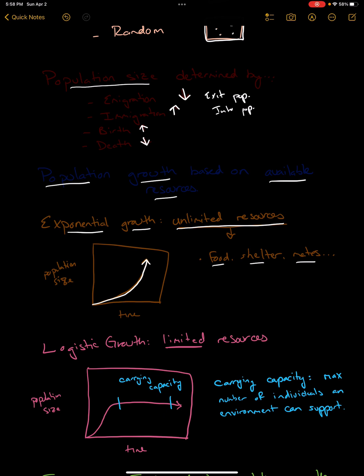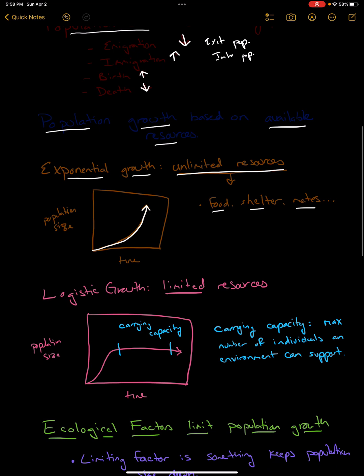What we normally see within a population, though, is logistic growth. Logistic growth means I have limited resources. So I have limited food and limited shelter and limited mates.